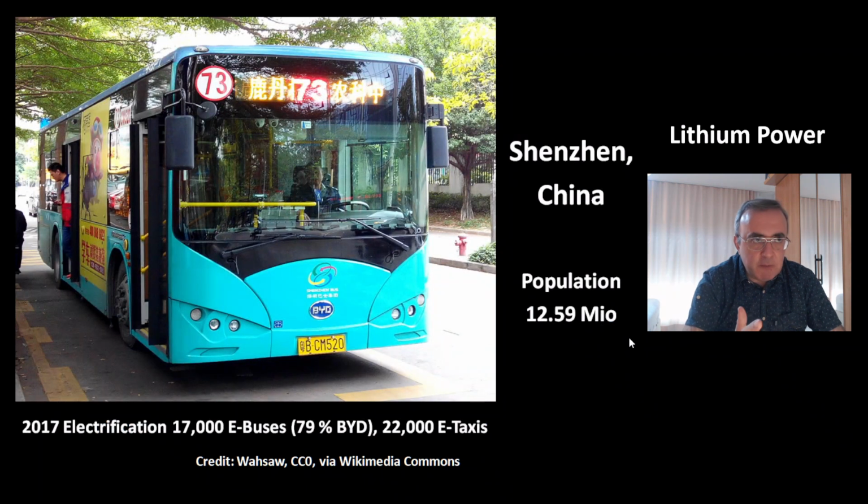This is a great example from the city of Shenzhen in China. It has a population of 12.5 million people. In the year 2017, they electrified the entire city bus fleet with 17,000 electric buses, 79% of which came from the company BYD. And they have also managed to change from gas taxis to electric taxis. And this is great progress in terms of costs, in terms of air quality.